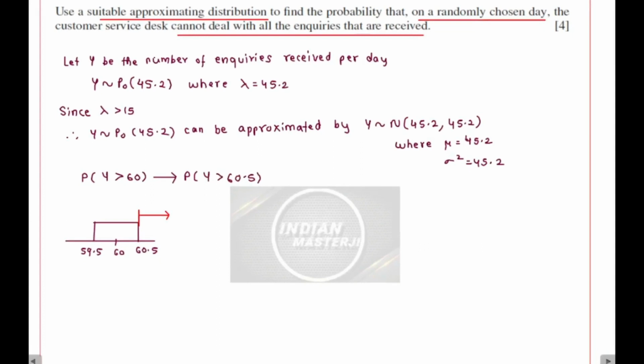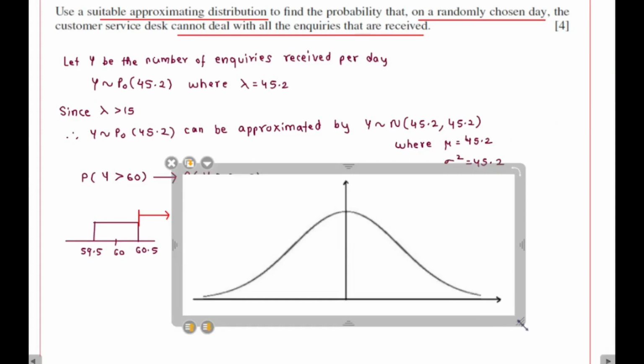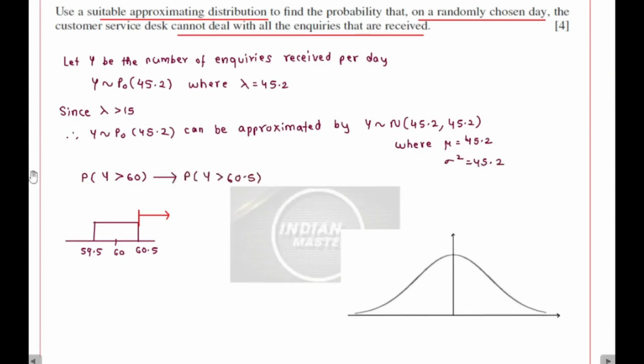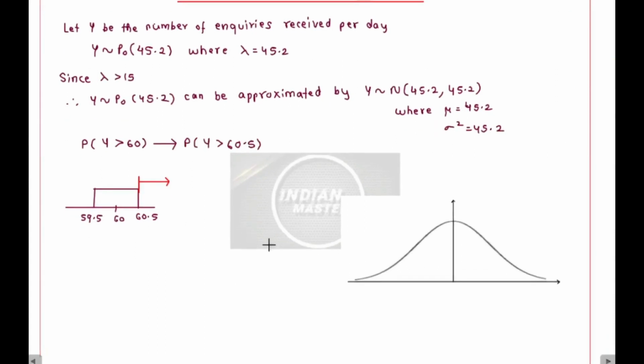Correct? Let's try to show this on the diagram. Suppose I bring a normal distribution curve here. On the normal distribution curve, here I can say y is following a normal distribution with mean 45.2 and the variance is also 45.2. Correct? The mean here is 45.2 and they are saying I have to find the probability of y greater than 60.5.